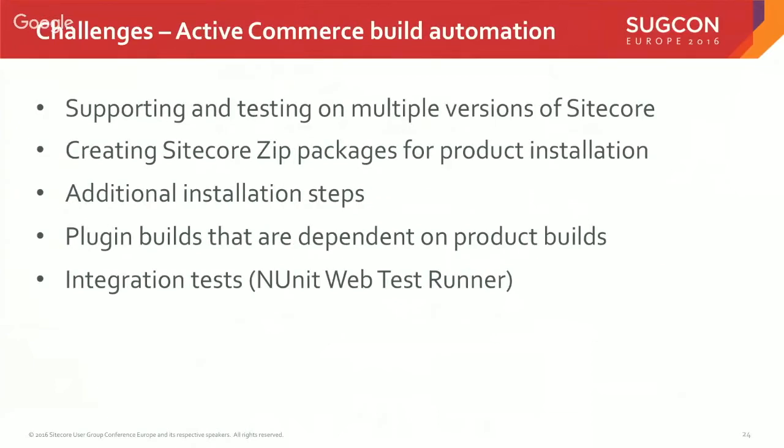And we had some additional challenges with ActiveCommerce for supporting multiple Sitecore versions. Generating those zip packages is a little tricky since that needs to happen inside a running version of Sitecore. ActiveCommerce has additional installation steps. We have to create that database, for example. We have plugins that we need to build against the latest build of ActiveCommerce itself. And then we also have a lot of integration tests, and I'll talk about this, but some of these are legacy, some of these are what I would call true integration tests that will run within any test run.